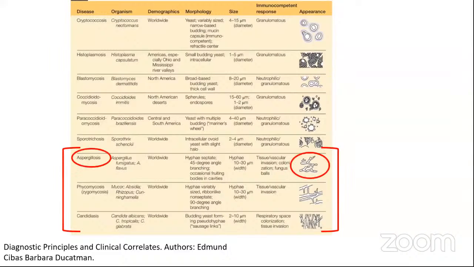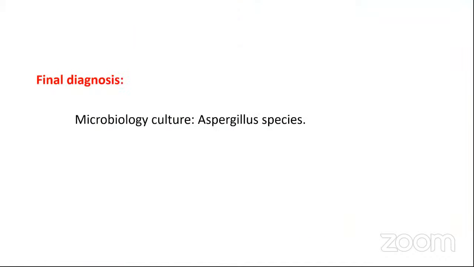Aspergillus is a septated hyphal microorganism that shows 45-degree angle branching. However, mucor, in contrast, has no septation, and the hyphae branch at 90 degrees. The candida, on the other hand, has spores and pseudohyphae. So these are three important differential diagnoses for our case. The final diagnosis came from microbiology culture and shows Aspergillus species.